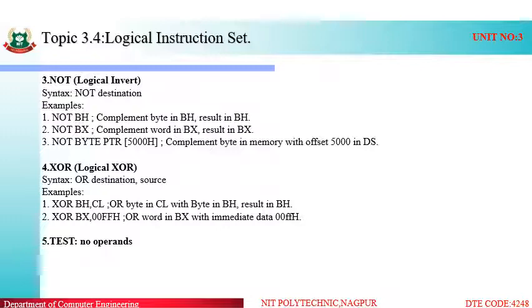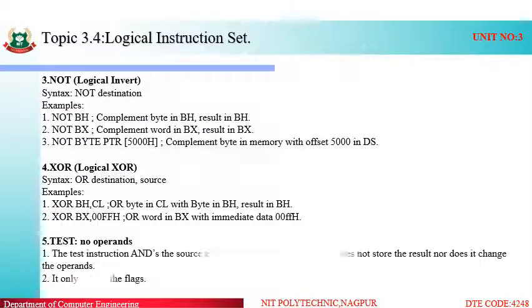Next instruction is TEST. TEST is an implicit addressing mode instruction. That means in the TEST instruction there will be no operands. So the TEST instruction ANDs the source and the destination operands but does not store the result, nor does it change the operands. That means what the TEST will perform, it will AND the source and the destination but it will not store the result anywhere. It only affects the flag register.